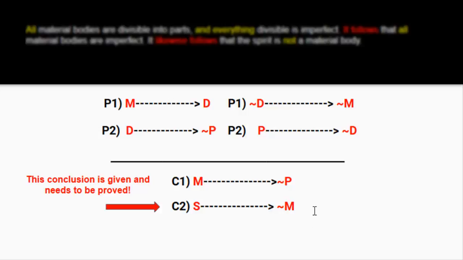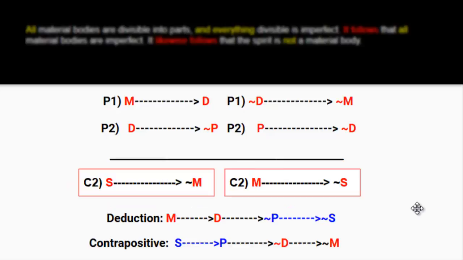Something up here is missing. Let's see what that is. Let's start chaining things together. We can go from M to D, D to not P. That's what we have here. Now, in order to get to this conclusion over here, in order to get to conclusion number 2, where we can derive M to not S, all we need to do is plug in this piece here.